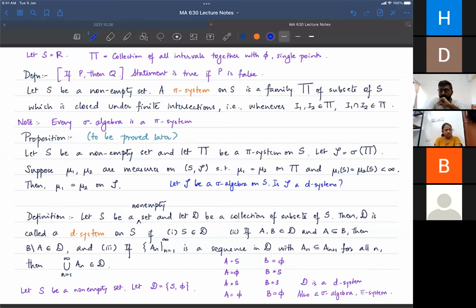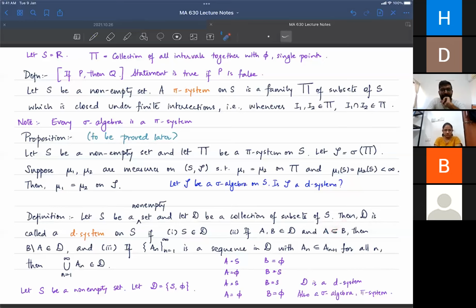So not every time. Yes, it is, right? It is a D system, right? Because what do you need? The sigma algebra always contains the whole set, so S is in D, that's done. Suppose A and B are elements of D. If you take any two guys in a sigma algebra, A and B, B minus A is always going to be in the sigma algebra. Whether A is sitting inside B or not is irrelevant. If A and B belong to a sigma algebra, then B minus A is in the sigma algebra. Finished. You don't even need this.